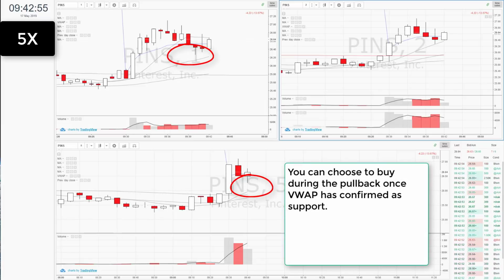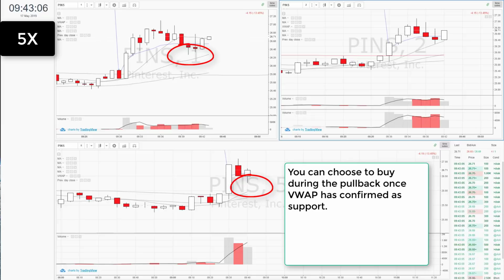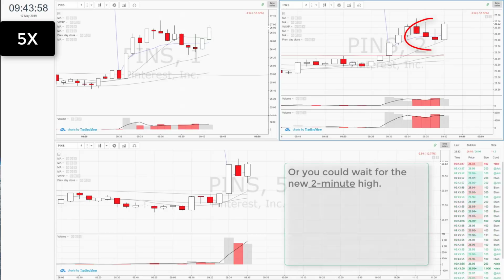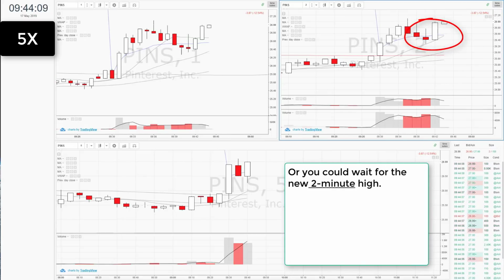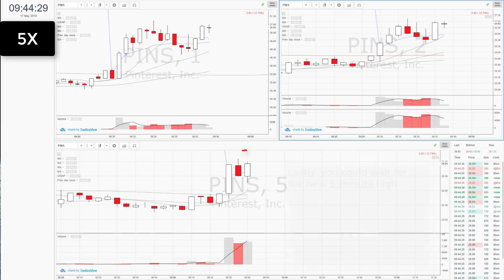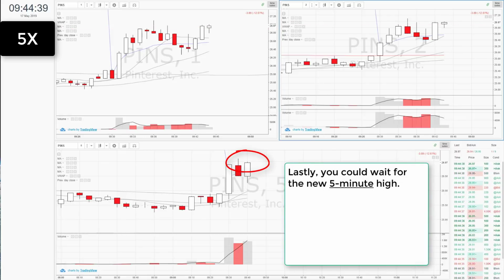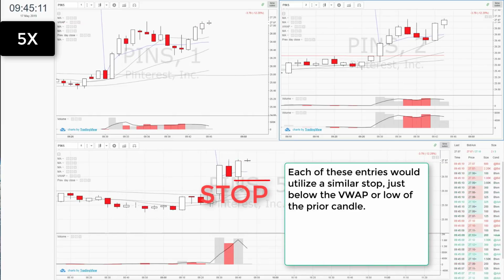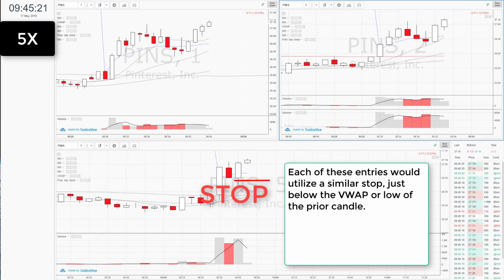You can choose to buy during the pullback once VWAP has confirmed as support, or you could wait for a new 1-minute high. Or you could wait for a new 2-minute high. Lastly, you could wait for the new 5-minute high. Each of these entries would utilize a similar stop, just below the VWAP or low of the prior candle.